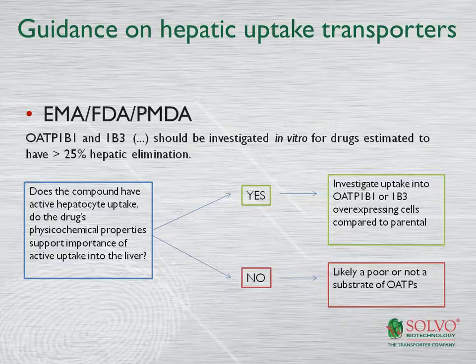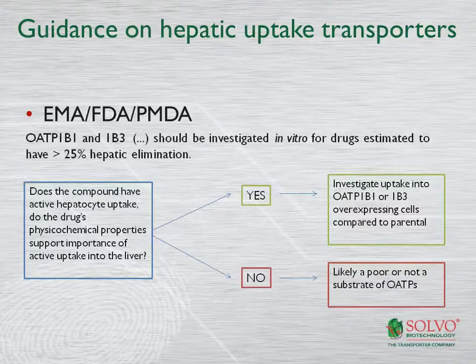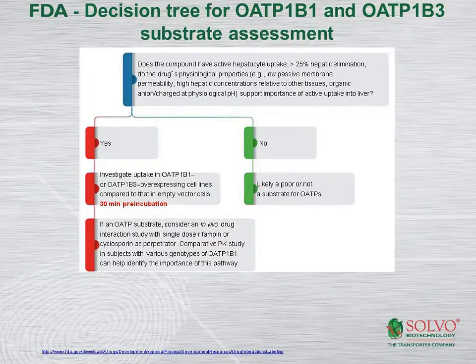The EMA, FDA, and also Japanese guidance say that if there is hepatic elimination, it's of course important to check if the drug is a substrate of these transporters. Here, overexpressing cell lines need to be used. The decision tree is again the same. If the hepatic elimination is higher than 25%, or if there is an accumulation in the liver, also under physiological properties, of course it needs to be checked if the investigational drug is a substrate.